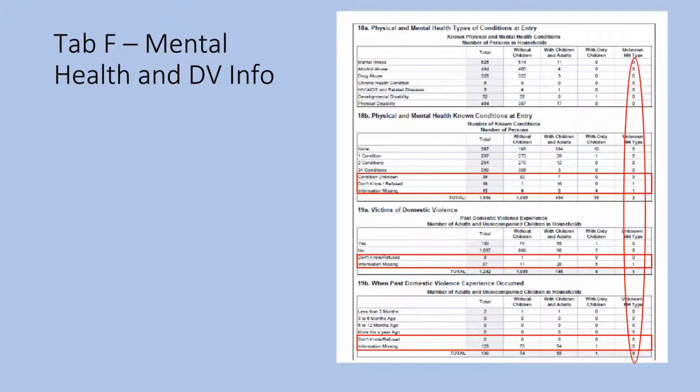Tab F shows information about mental health and domestic violence. You can see totals for clients who don't know or refused the question and totals for missing values. For all physical and mental health conditions, the type of condition must be specified. For domestic violence, Tab F shows how many clients identified as being survivors of domestic violence, and how long ago the domestic violence experience occurred.